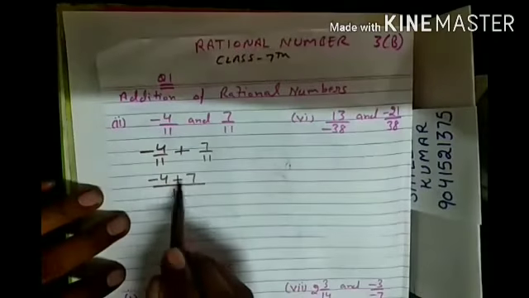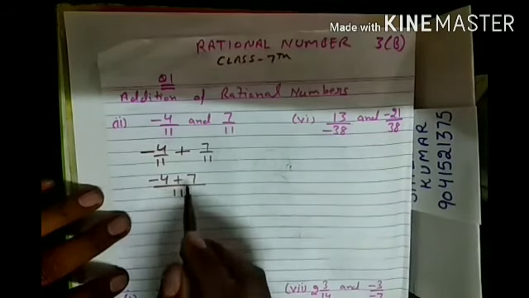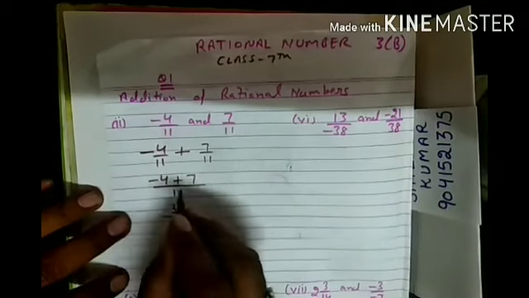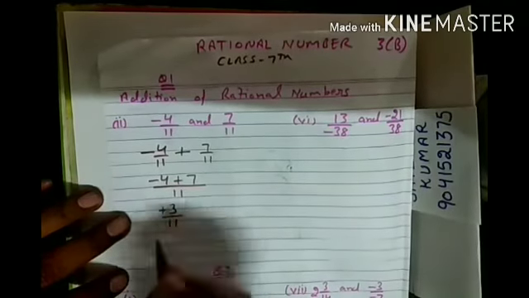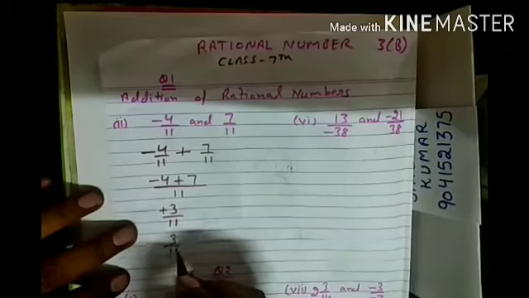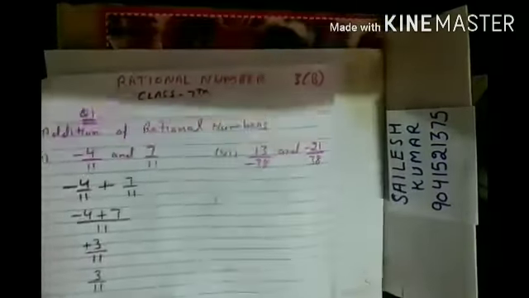Now minus 4 plus 7, what is the answer? 7 minus 4, that is 3 by 11. Now which is greater? 7 is greater, so the answer is plus 3. We need not write the plus symbol, therefore the answer is 3 by 11.